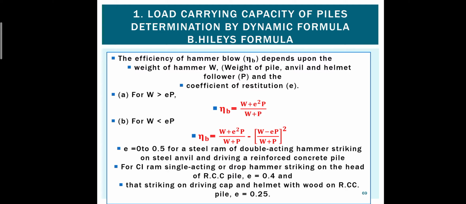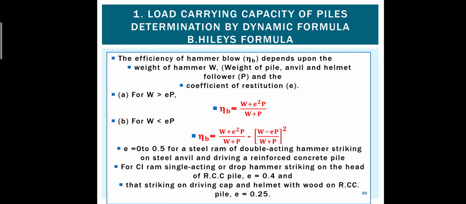So note down these formulas. If W is greater than EP, we use the eta B formula W plus E square P by W plus P. If it is less than EP, we use eta B equal to W plus E square P by W plus P, minus the quantity W minus EP divided by W plus P, the whole square. W is the weight of the pile, E is the coefficient of restitution depending upon the type of hammer used, and capital P is the total weight of the pile and the materials involved with the pile.